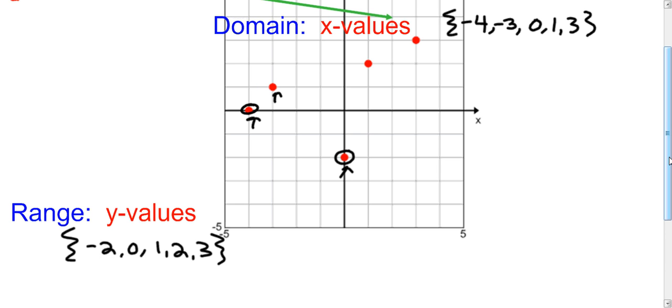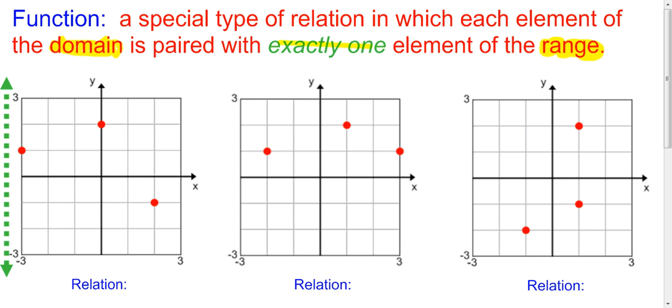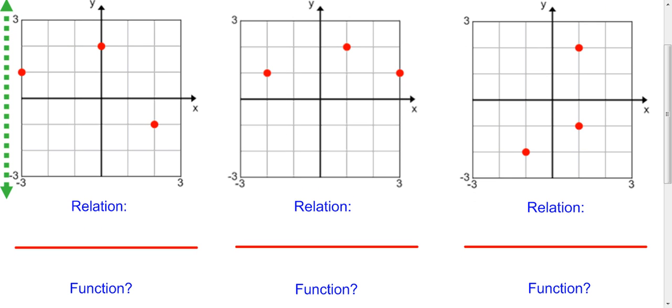So now we're going to look at a couple of other relations here. We're going to use the definition that we have, and talk about whether these things are functions and some different ways to tell that. In this first example on the far left, the ordered pairs in our relation are (-3, 1), (0, 2), and (2, -1). So this point is (-3, 1), this point is (0, 2), this point is (2, -1).